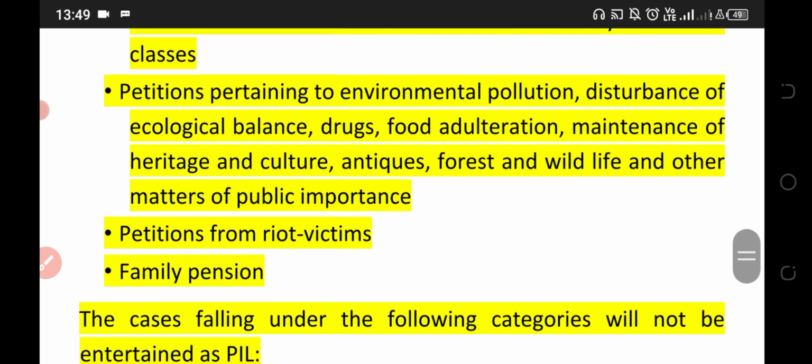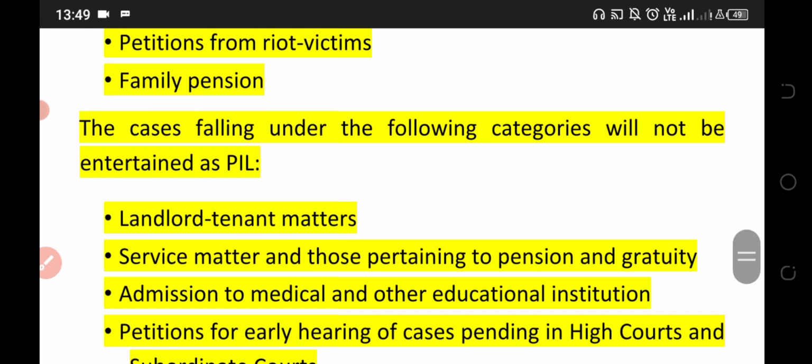classes, petition pertaining to environmental pollution, disturbances of ecological balance, drugs, food adulteration, maintenance of heritage and culture, antiques, forest and wildlife, and other matters of public importance. Petition from riot victims, family pension.